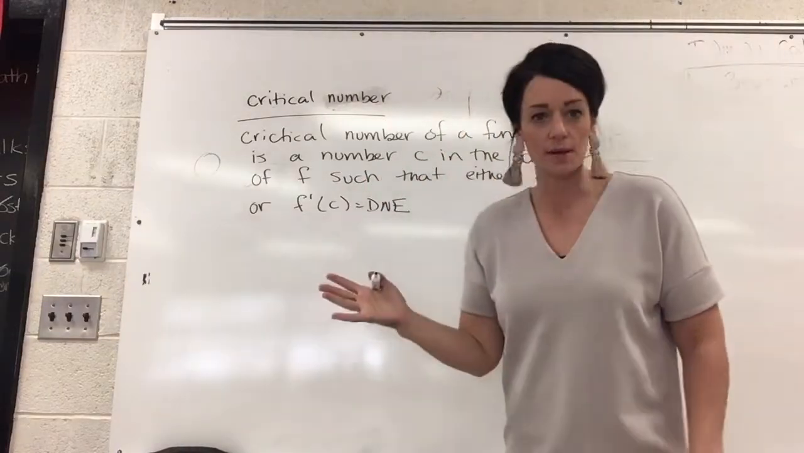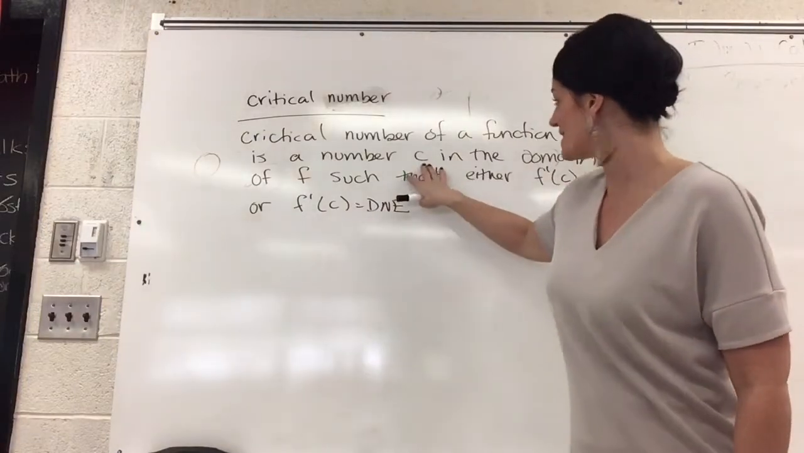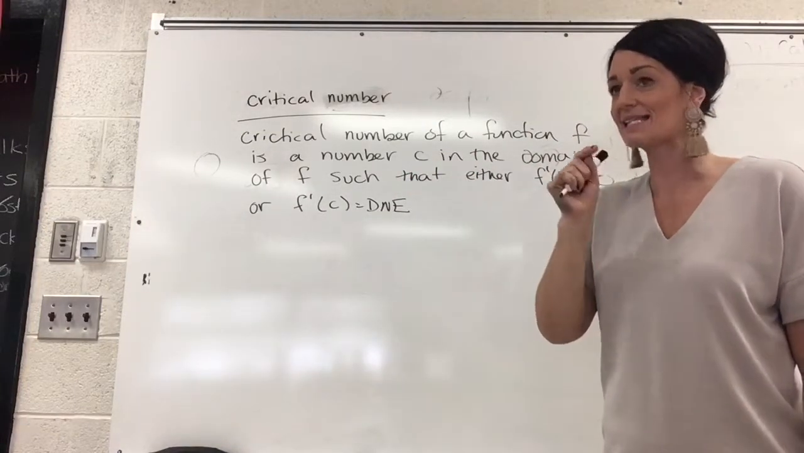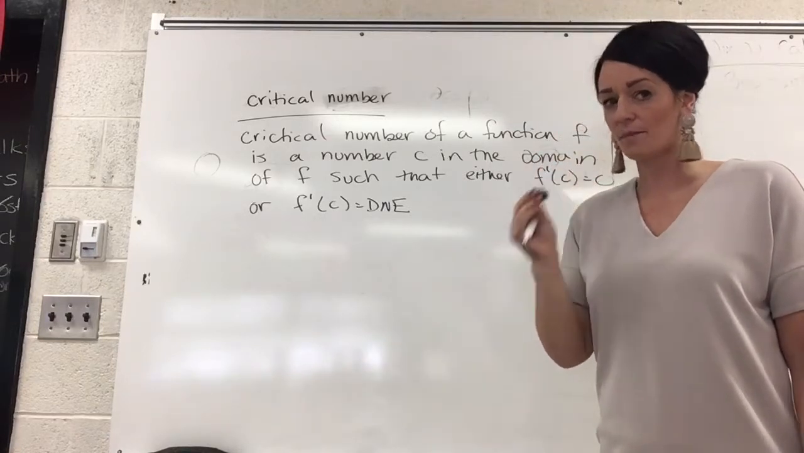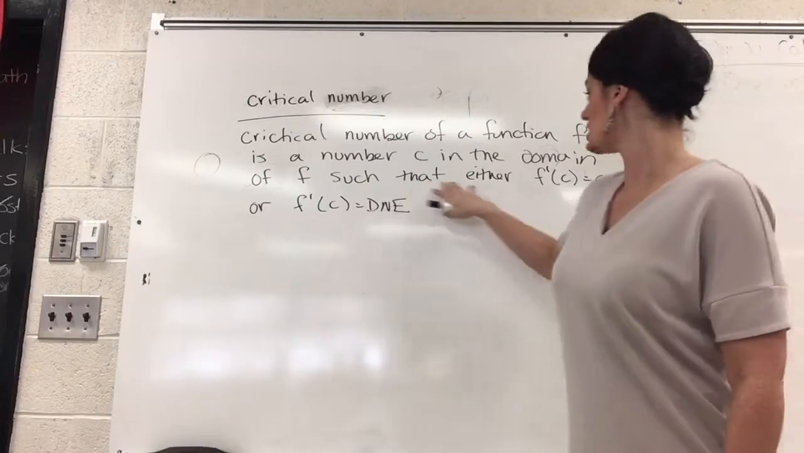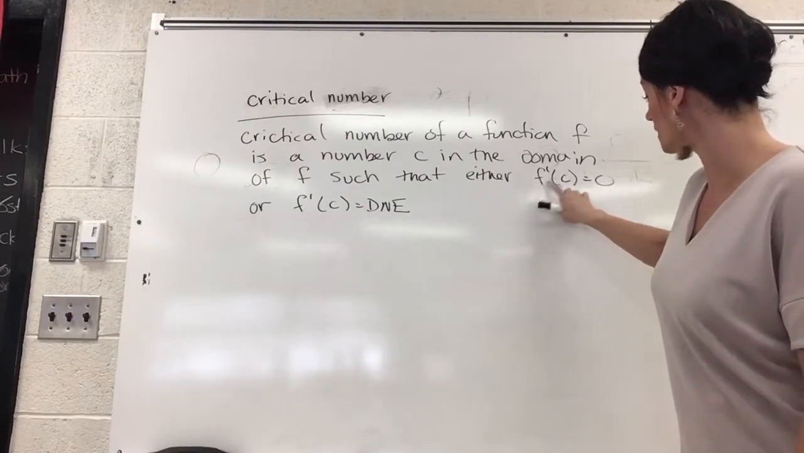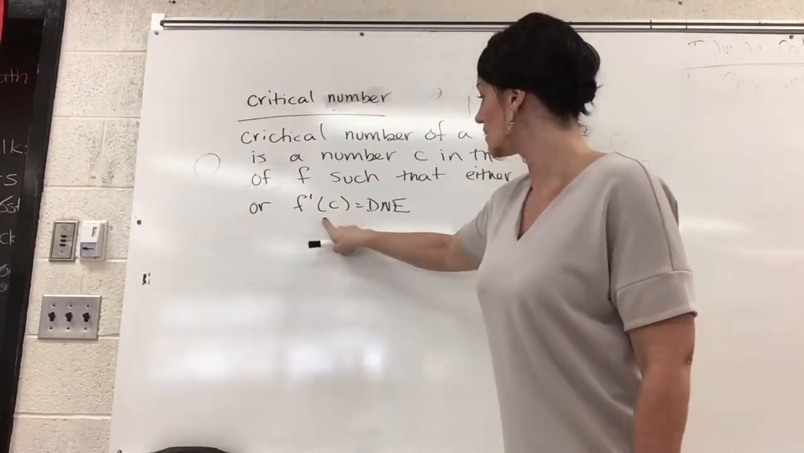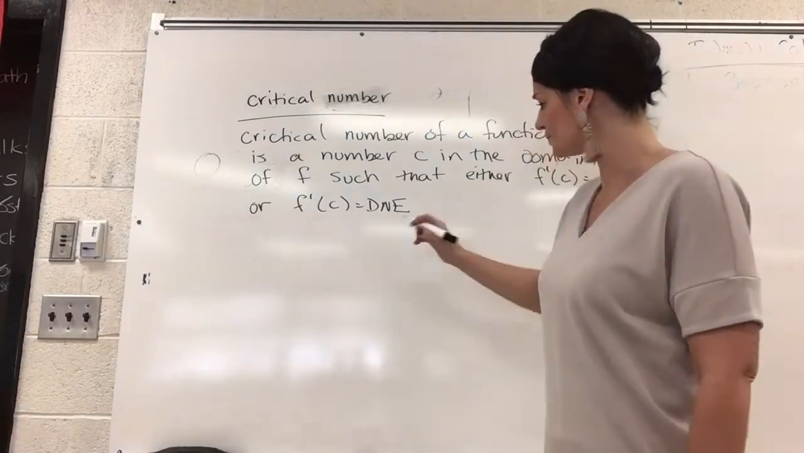So we need to know what a critical number is. A critical number of a function f is a number c in the domain. Okay, so that's important. The number that you say is a critical number has to be in the domain of the function, such that either f prime of c equals 0, so when you plug that number into the derivative, you get 0, or it's going to make the derivative not exist. Okay, so that's the definition of a critical number.